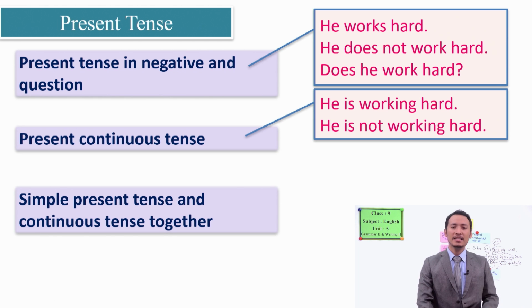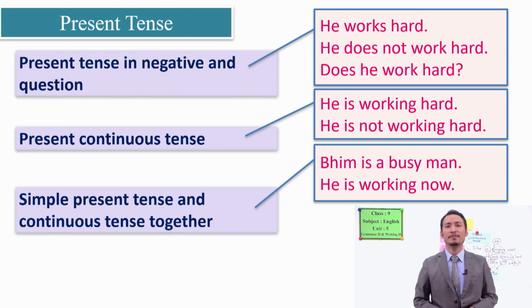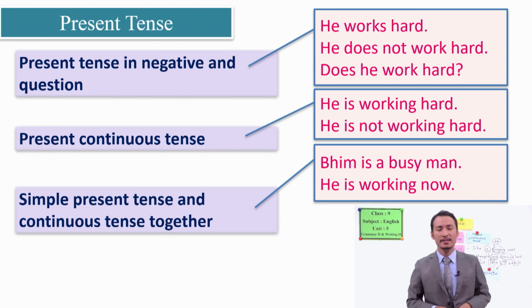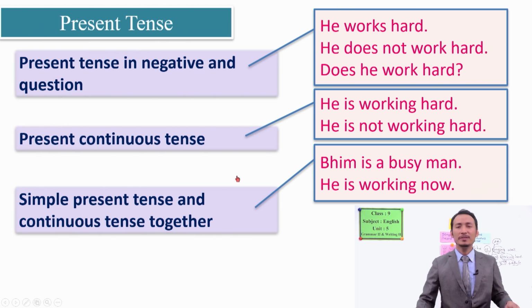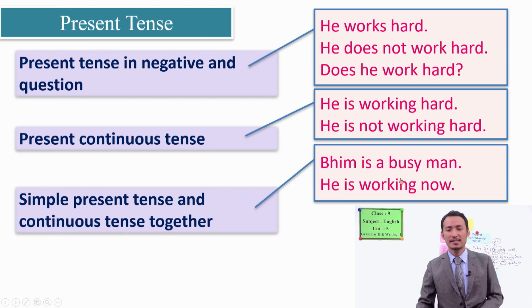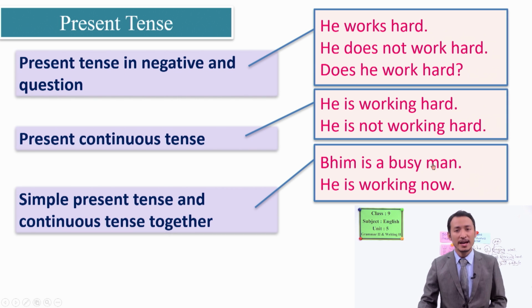Now we can use two kinds of sentences together, like you can give a situation or fact in a simple present tense, and you can describe the action going on here. So Bhim is a busy man. He is working now. This is how we can apply two types of forms in your sentences, in your writing.